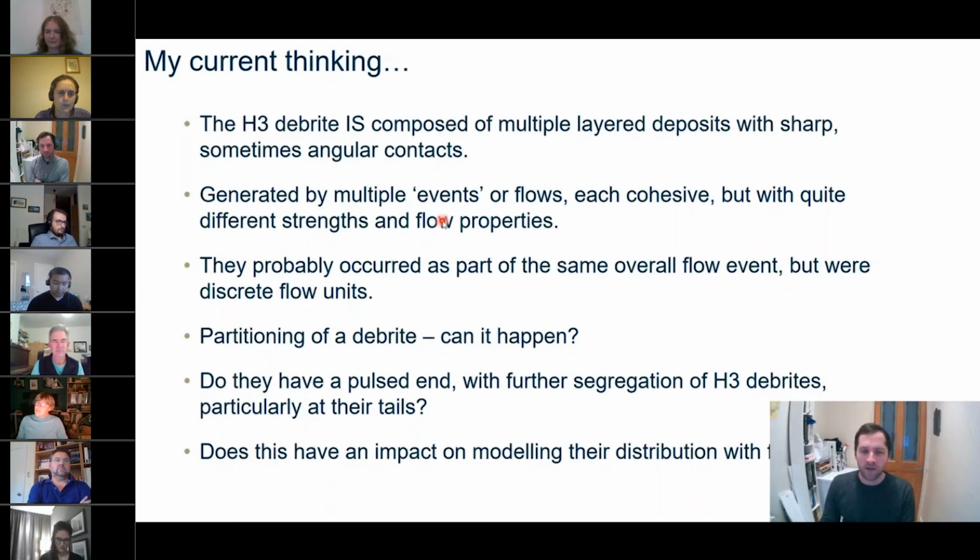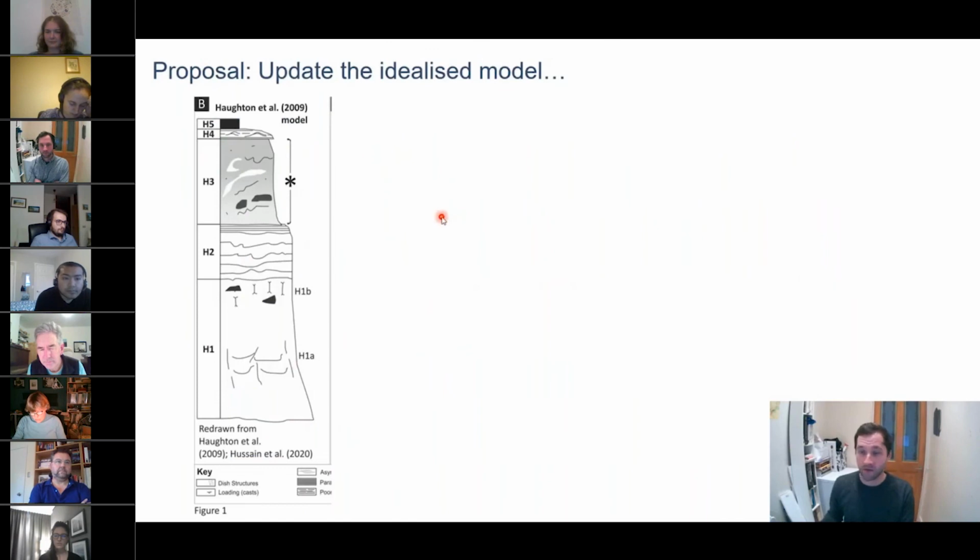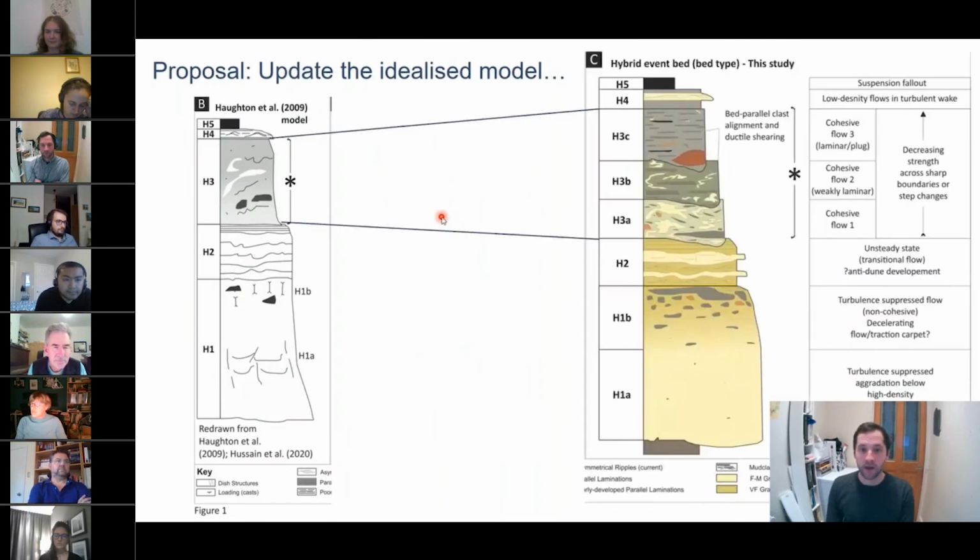So can partition of debris happen? Do they have a pulsed end with further segregation of H3 debris, particularly at the tails? And does this have an impact on modelling the distribution within the fan systems? If those fast track model approaches have to be further subdivided, does it change how you view the spatial and temporal evolution of these deposits? So I think there is an update to the model to be had. And possibly we could add in some more formalised units within the H3 models.